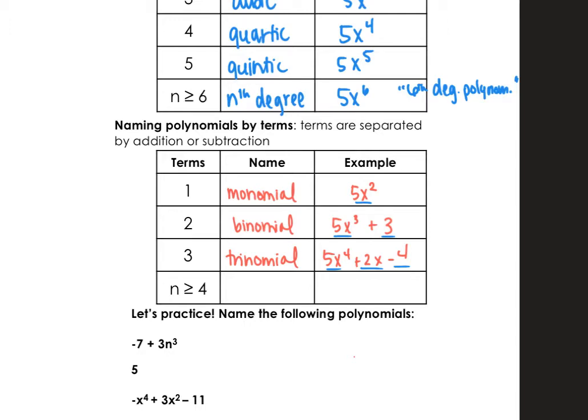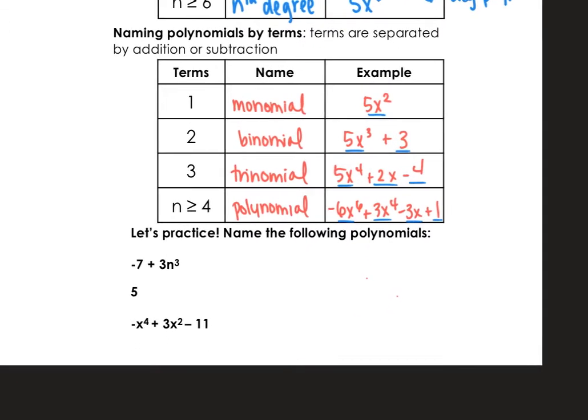And anything 4 and up, we would just call a polynomial. So for instance, we have negative 6x to the 6th plus 3x to the fourth minus 3x plus 1. That's 4 terms, 1, 2, 3, 4. We would just call that a polynomial.